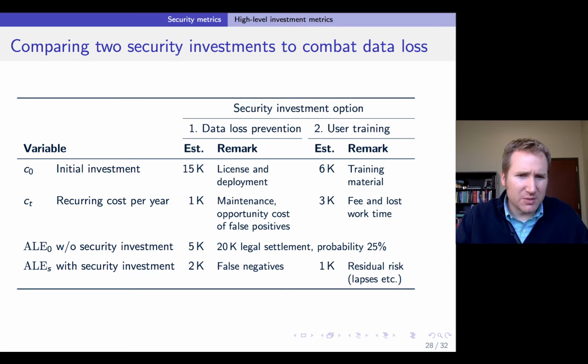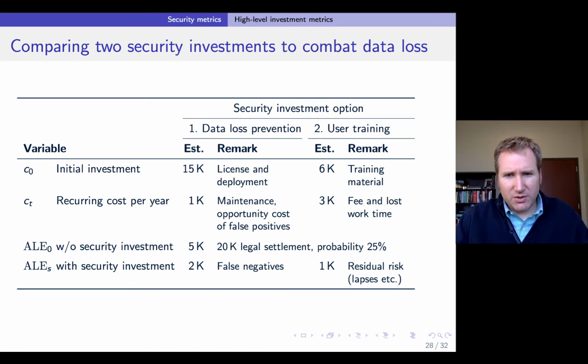Now, for this system, suppose you're able to improve your expected loss from making the security investment to $2,000 per year. And the reason why you would still have losses here is that there's going to be false negatives: things get blocked that shouldn't be, and things that don't get blocked that should be.